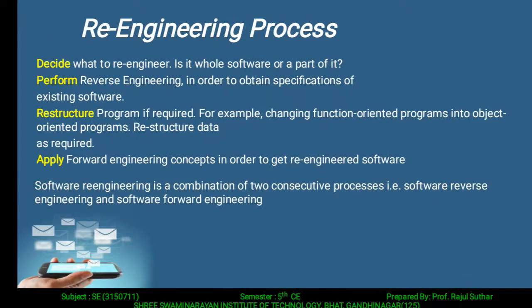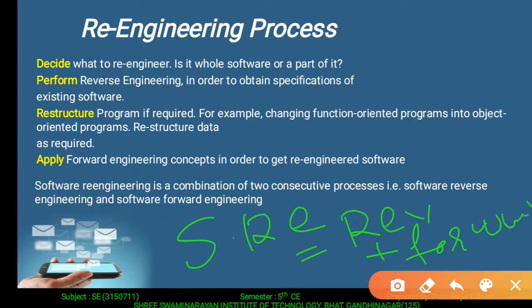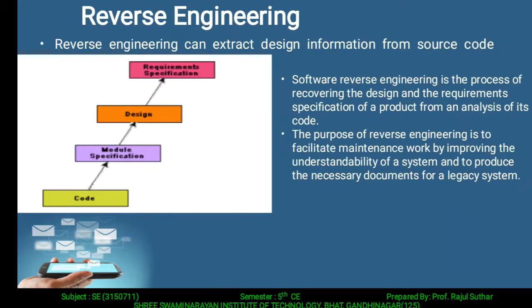So in total this is the process. Forward engineering concept in order to re-engineer the software. Software re-engineering is a combination of two consecutive processes: software reverse engineering and software forward engineering. So if we say software re-engineering, RE, it is the combination of reverse engineering plus forward engineering. Okay, so this is the step of reverse engineering.